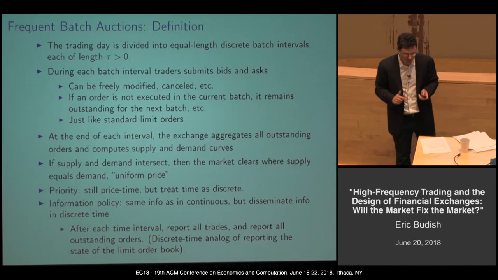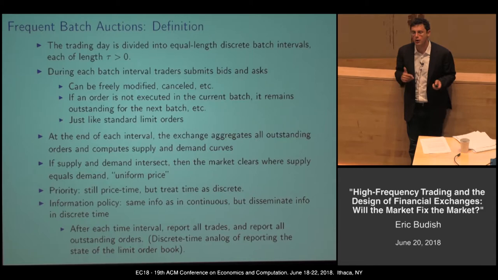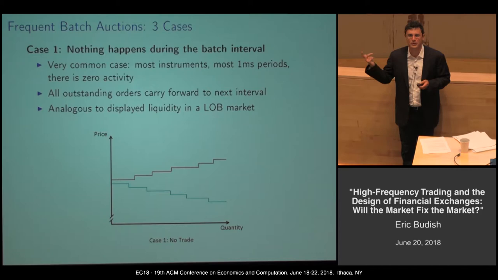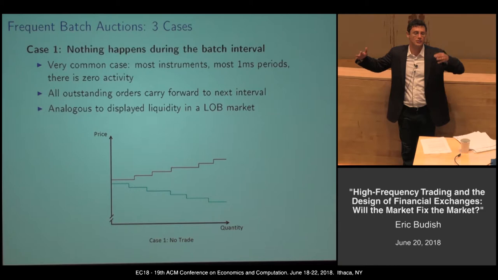So to explain how and why frequent batch auctions work, I want to go over three cases. In some sense, they are redundant to what I've just explained, but I think it helps clarify. So the first case is that in a batch interval, nothing really happens. And this is even for the most active symbol. We think of financial markets as extremely high frequency, but most of the time, for most symbols, nothing's happening.